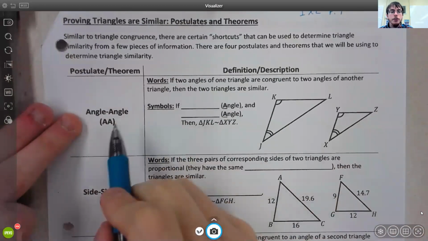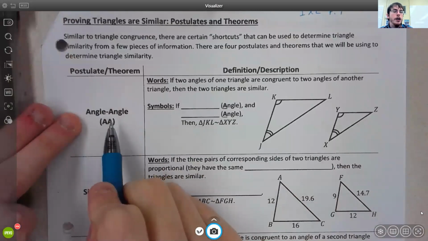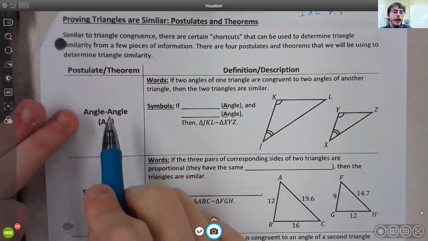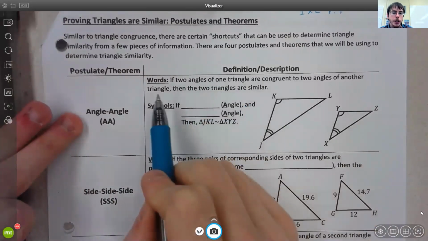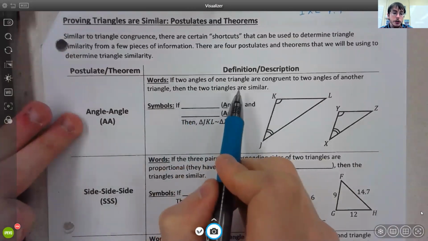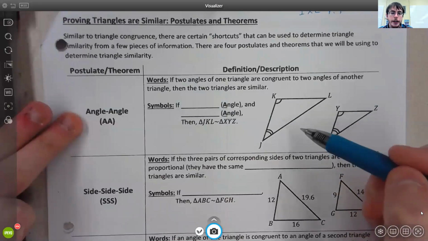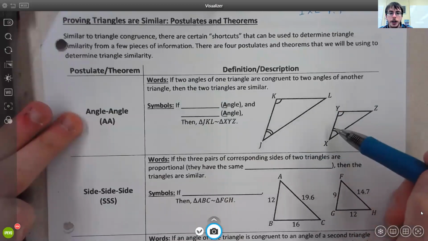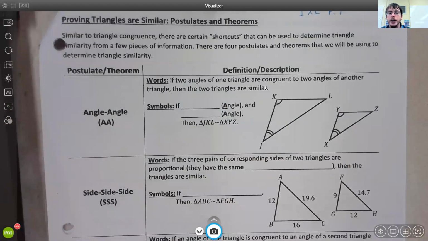So the first postulate that we're going to talk about is angle-angle. As you can tell by the name, it only requires 2 pairs of angles. So if 2 angles of one triangle are congruent to 2 angles of another triangle, then the 2 triangles are similar. For instance, in this diagram here, these are similar because they have 2 pairs of congruent angles.